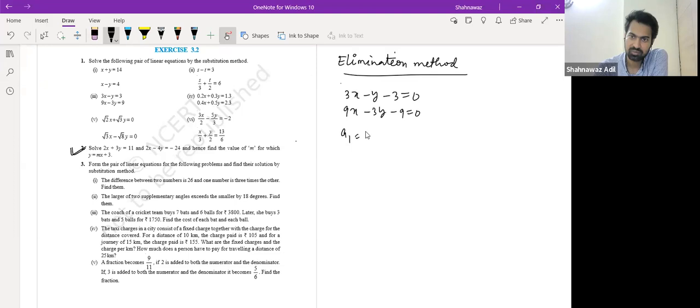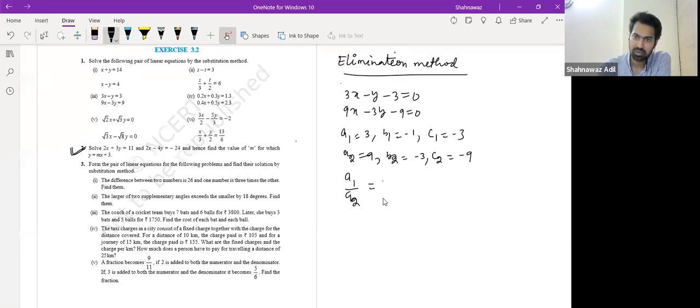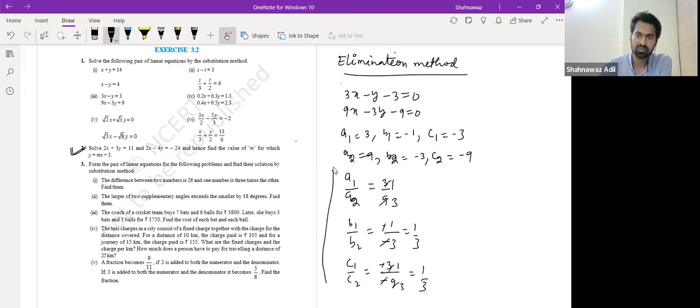A1 is how much? 3. And A2 is 9. So you can see, what would be A1 by A2? 1 by 3. B1 by B2 is again 1 by 3, and C1 by C2 is again 1 by 3. So you see what kind of solution we'll have?